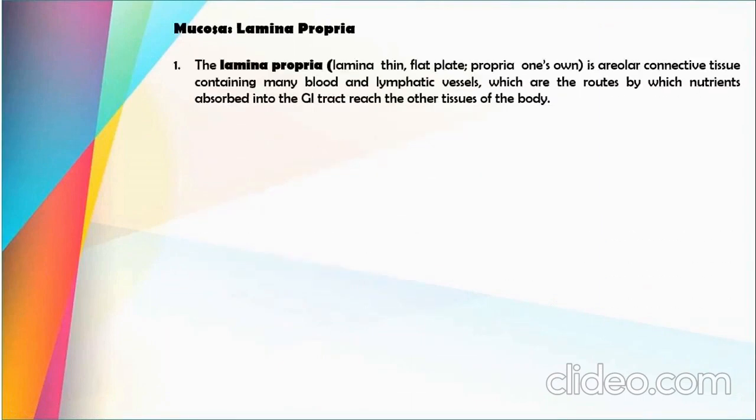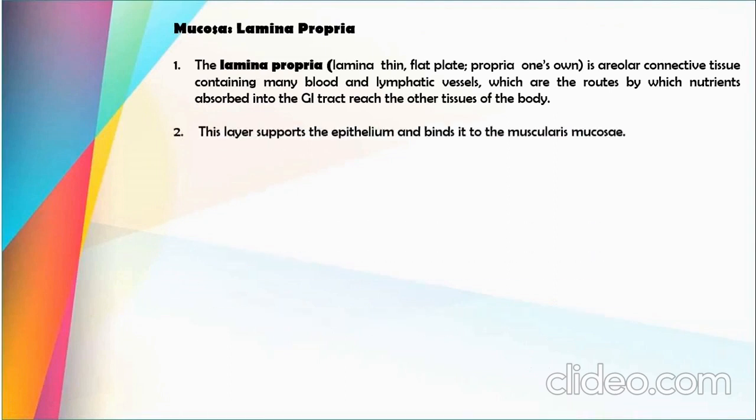Now next one is the mucosa lamina propria. The lamina propria is an areolar connective tissue containing many blood and lymphatic vessels, which are the routes by which nutrients absorbed into the gastrointestinal tract reach the other tissues of the body. Lamina means thin, flat plate, and propria means one's own. This layer supports the epithelium and binds it to the muscularis mucosa.